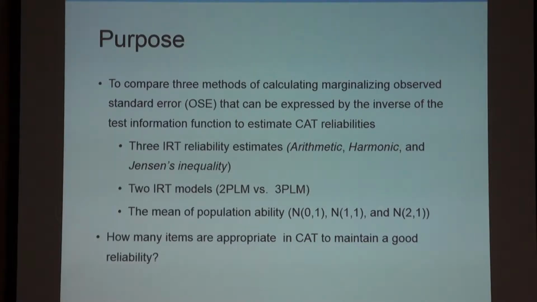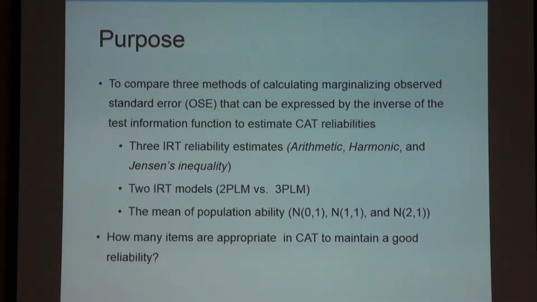The purpose of this study is to compare three methods of calculating the marginalized observed standard error. This can be expressed by the inverse of the test information function to estimate CAT reliability. There are several independent variables. First, the three IRT reliability estimates.